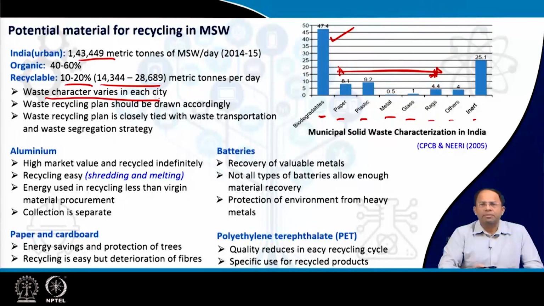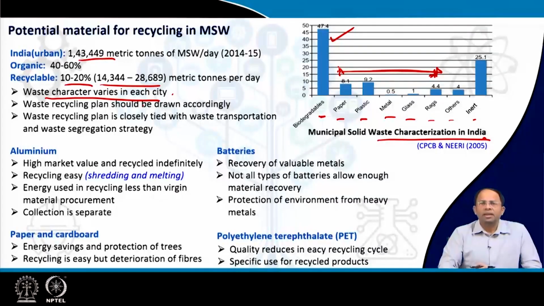But to set up any kind of recycling program, we have to really look into the waste characterization of a particular city. Even though this shows the general waste characterization in India, whenever we are setting a program, it's for the ULB itself, right? So we have to look into the waste character for each city because that varies from city to city. And the waste recycling plan should be drawn up based on what kind of waste is generated, what kind of segregation strategy is being adopted, and what kind of waste transportation strategy is being adopted. All this influences the recycling strategy for the particular city or ULB.